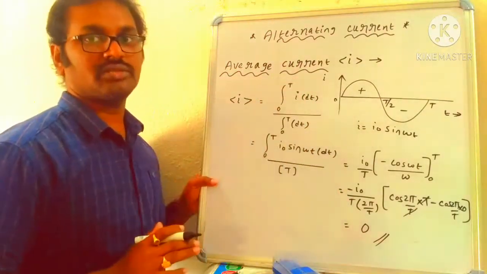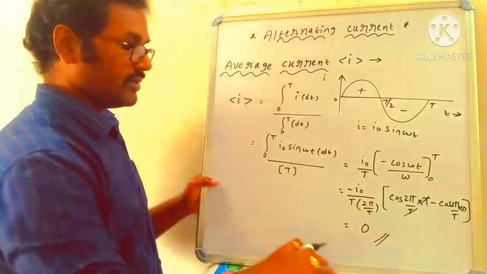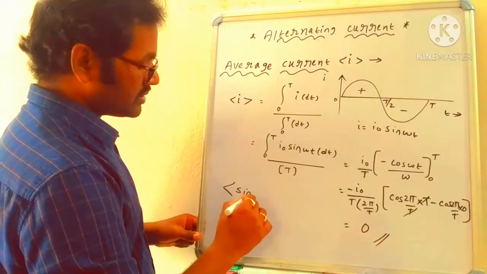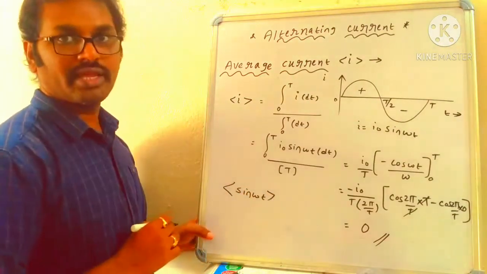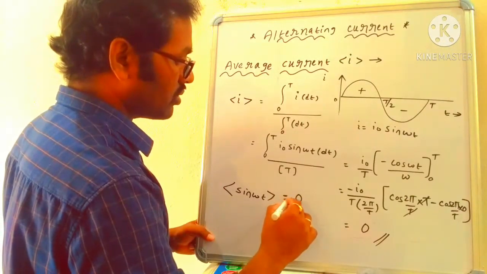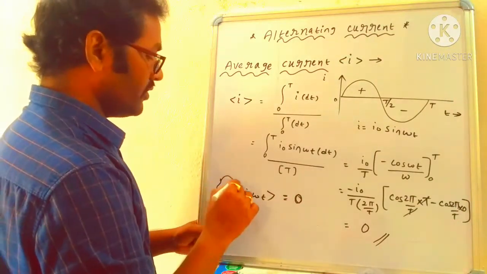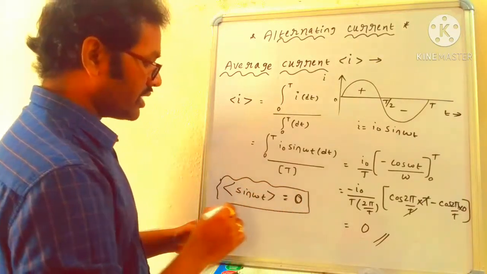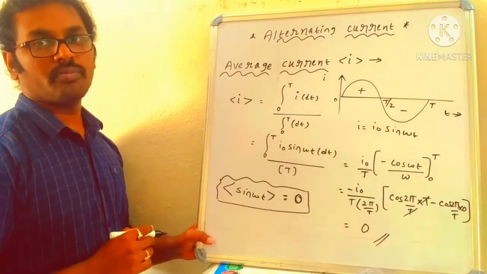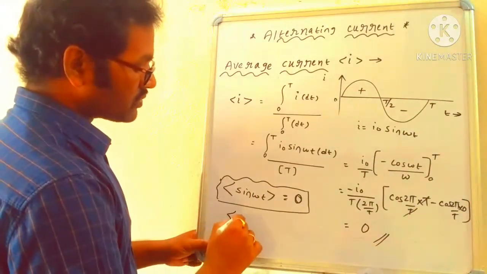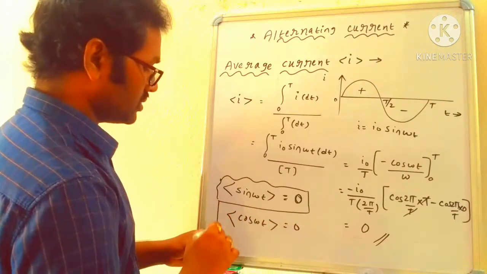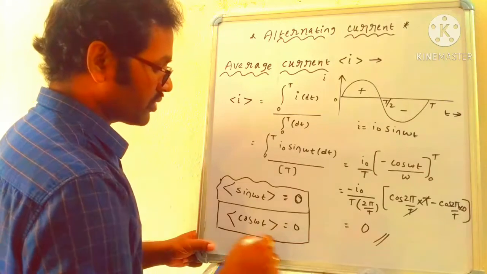Without integration, we need to remember the average value of sine omega t. If you take the average value for the complete cycle, the value is always 0. Similarly, the average value of cos omega t also comes as 0. So please remember these two results.